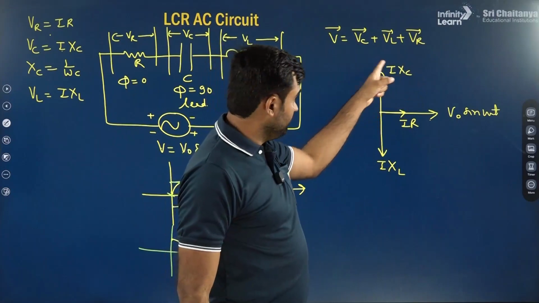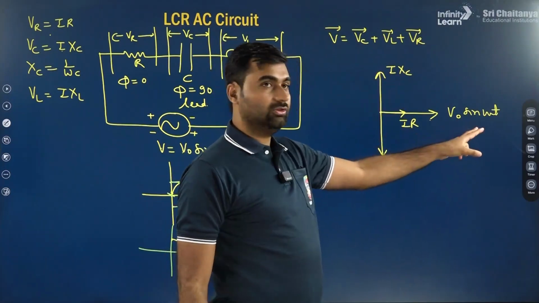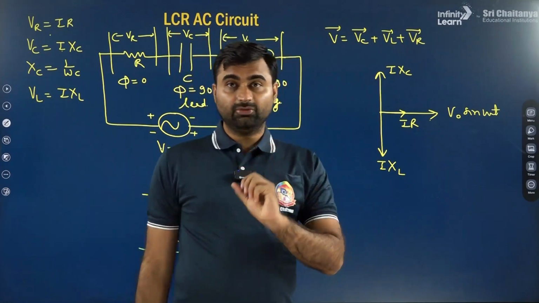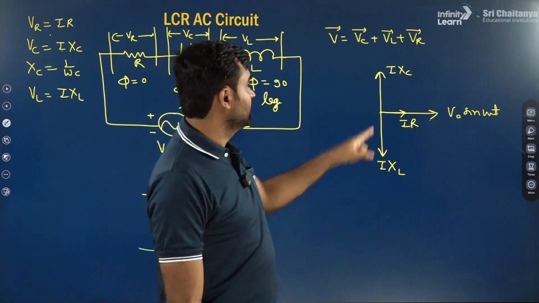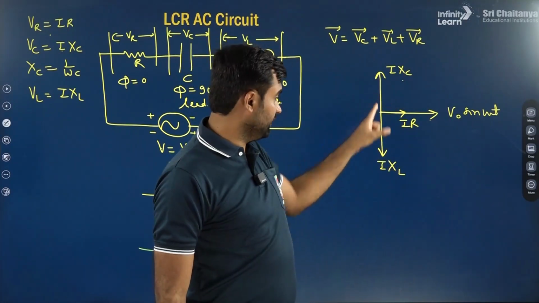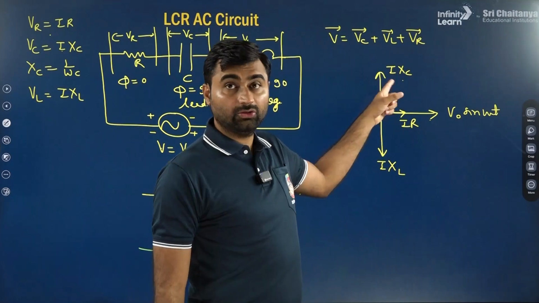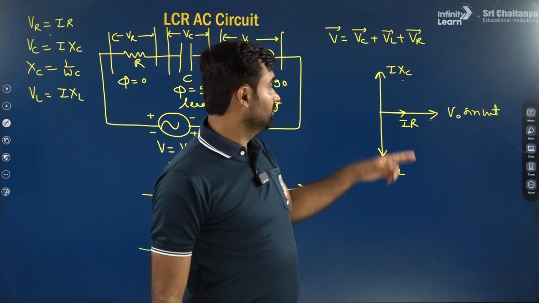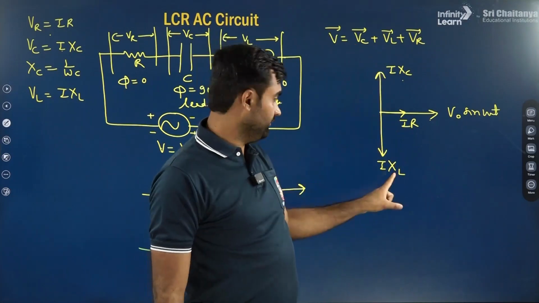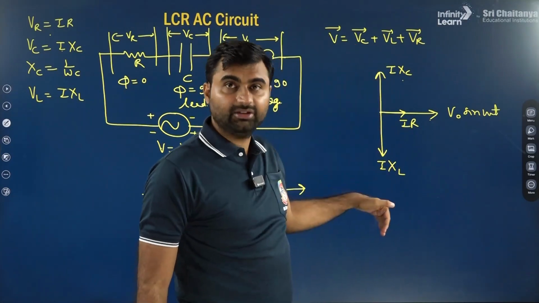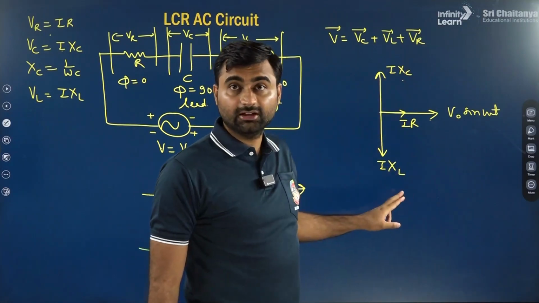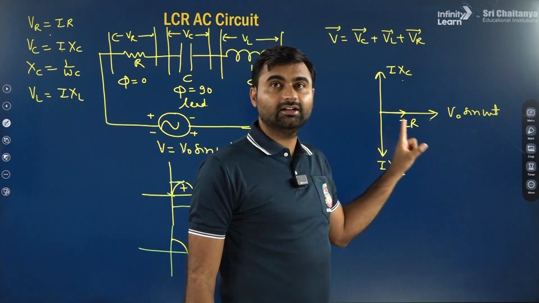Now the resultant of these three must be equal to the applied voltage. Okay. So here three cases are possible. First case, XC can be greater than XL. Then the resultant of both will be upward. Why? Because both are opposite in direction. If XL is more, then the resultant will be downward. And if both are equal, then both will cancel out, and the resultant is only IR.